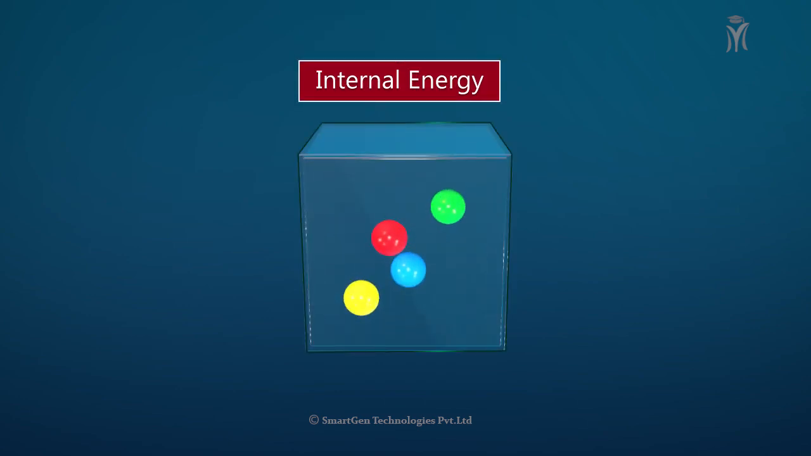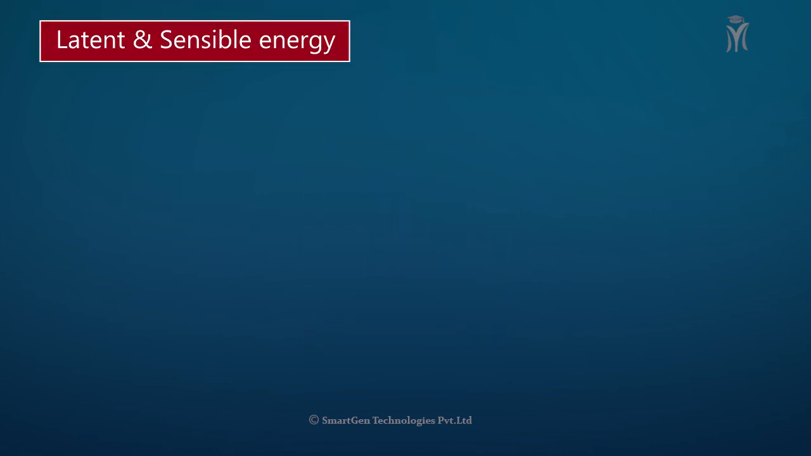Microscopic energy, however, is the energy at a molecular level within the system. Microscopic energy can be considered as the system's internal energy. The internal energy is basically the sum of different types of microscopic energies, such as the sensible energy, latent energy, chemical energy, and nuclear energy.